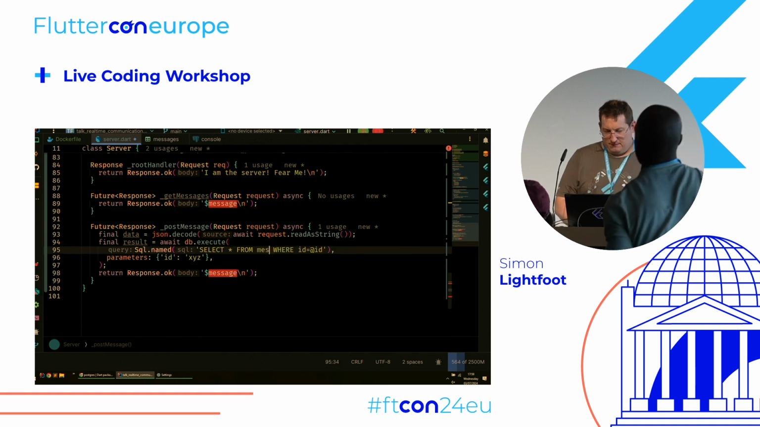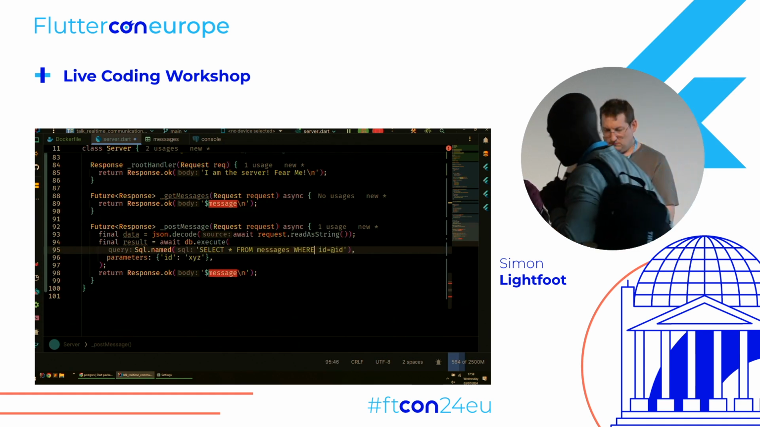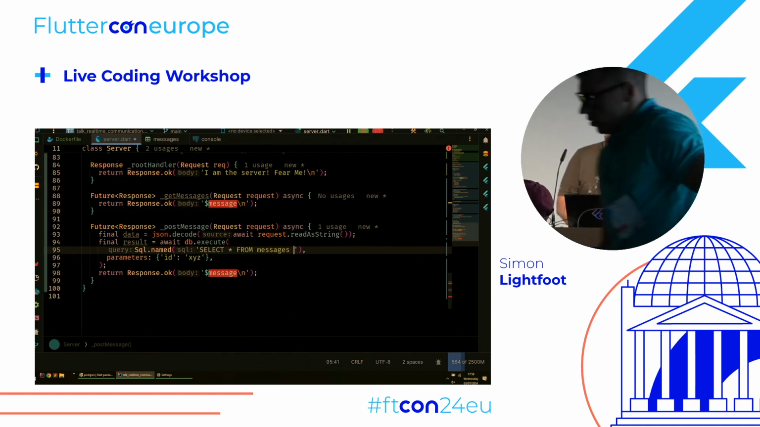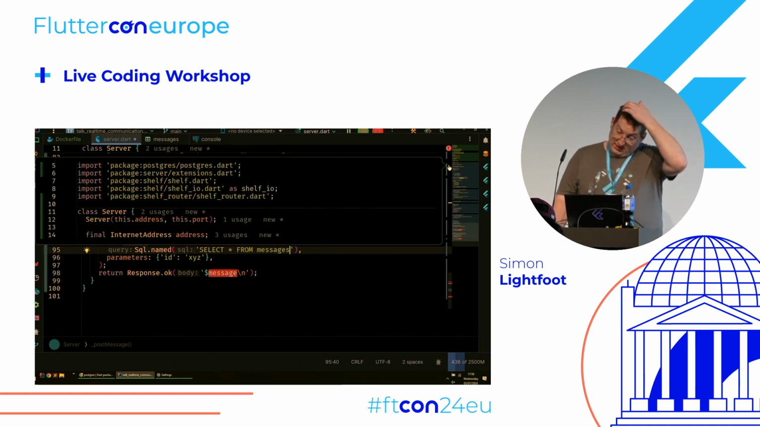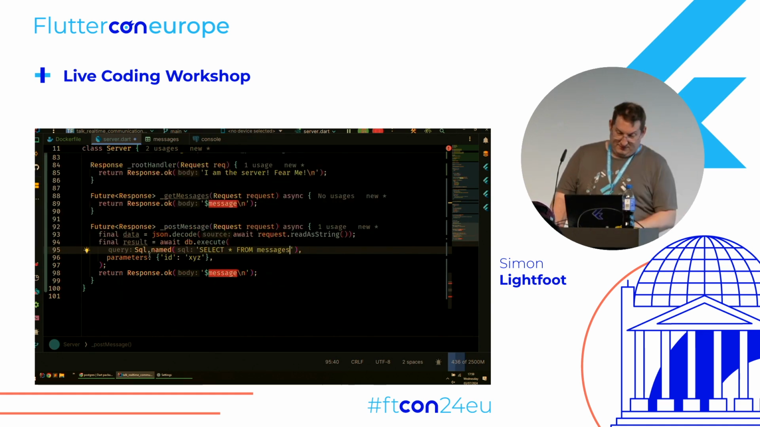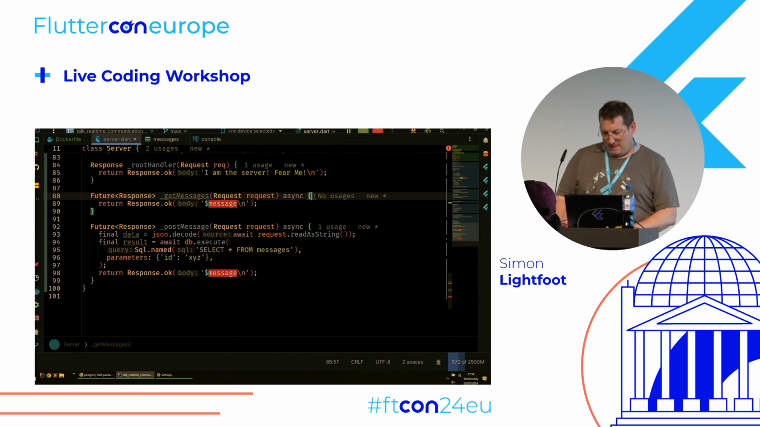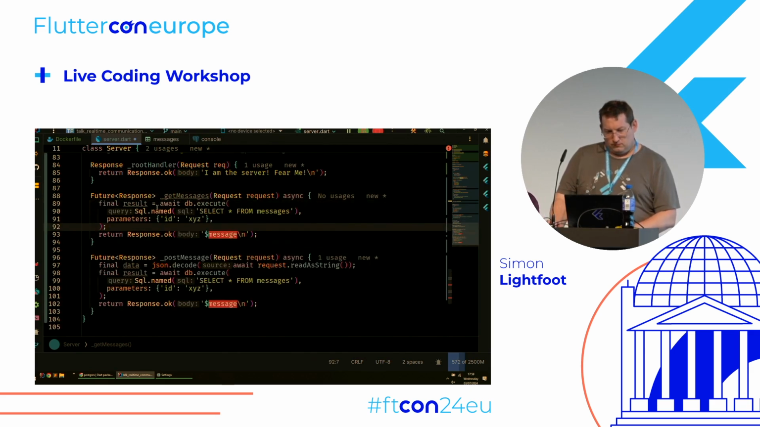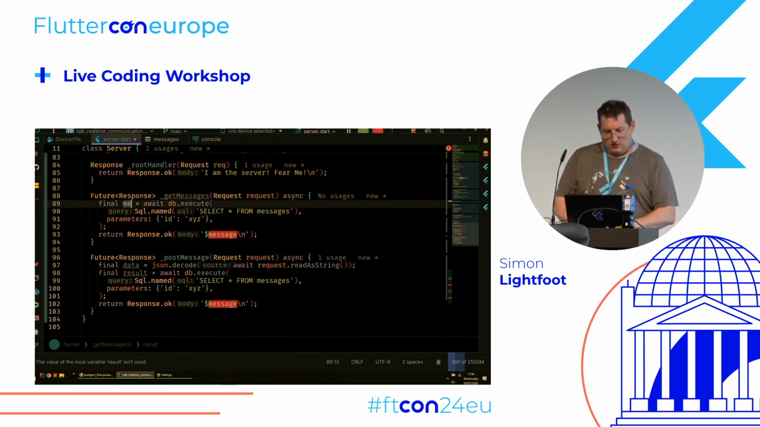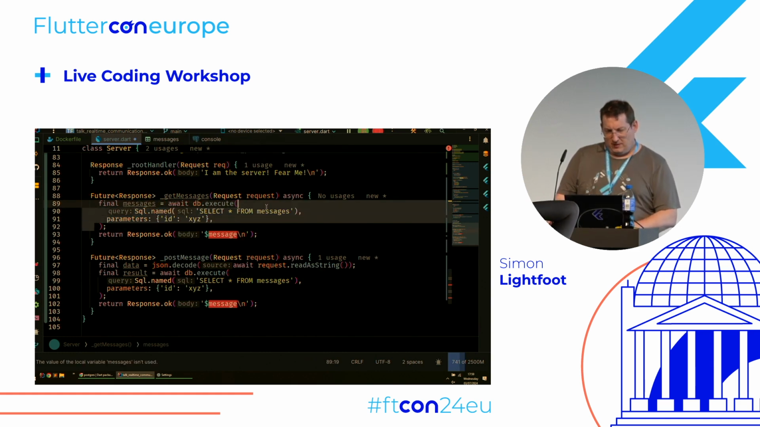So from messages, and in fact, could add a date timestamp. We're not going to bother doing that, but get nice ordering then. Oh no, we don't want to select this, the wrong one. Let's do this up here. And select all from messages. Let's not worry about parameters.